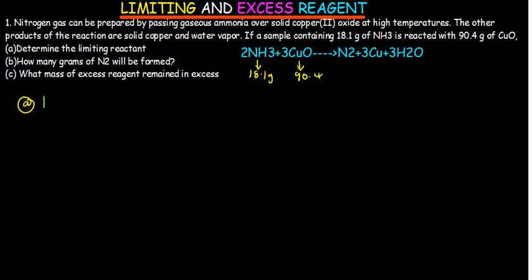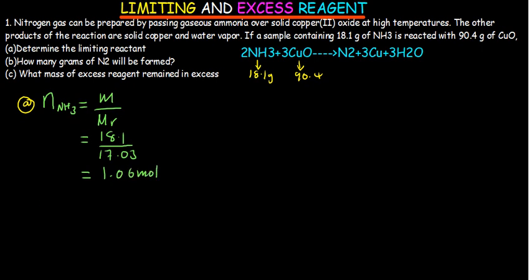Starting with the number of moles of ammonia, we know the number of moles is given by the mass divided by the molar mass. In this case, the mass of ammonia that has been given is 18.1. The molar mass for ammonia is 17.03. Therefore, that is going to give us 1.06 moles as the number of moles of ammonia.